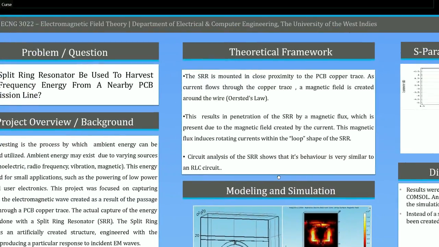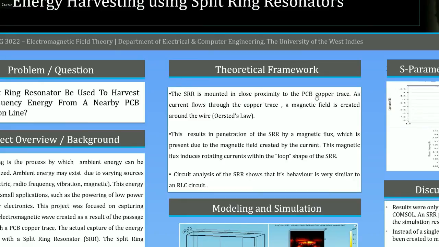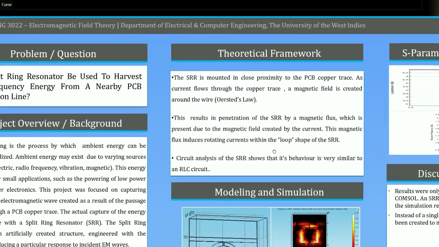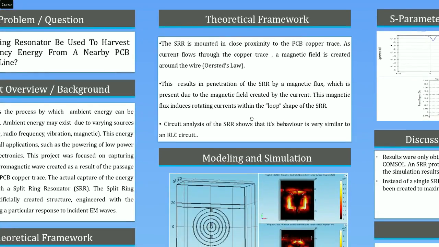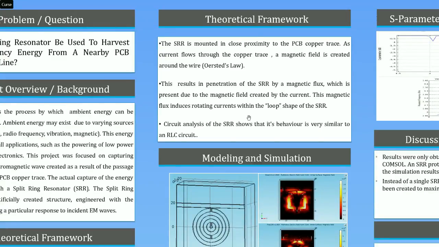So what does this mean for a particular situation? Well, with the PCB copper trace, the SRR will be mounted in close proximity to it. As current flows through the copper trace, a magnetic field will be created around the wire, based on Ørsted's law. This results in the penetration of the split ring resonator by a magnetic flux, which is present due to the magnetic field created by the current. This magnetic flux induces rotating currents within the loop shape of the split ring resonator. This phenomenon is very similar to what happens within an RLC circuit, with similar increases to the capacitive and inductive values.